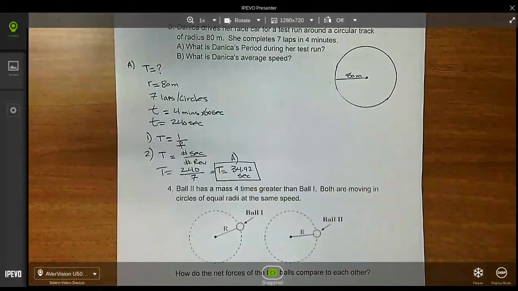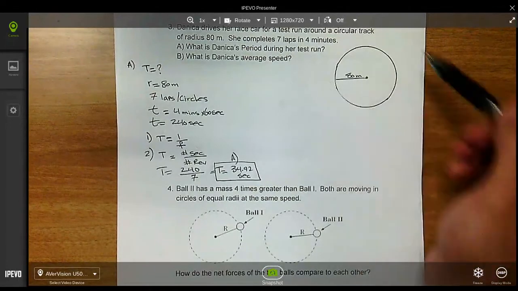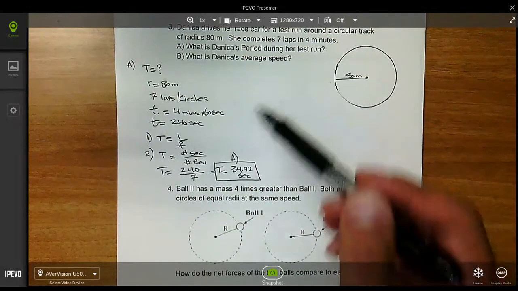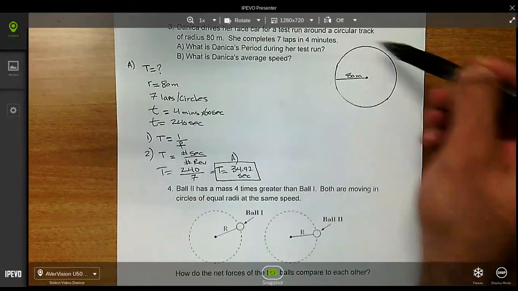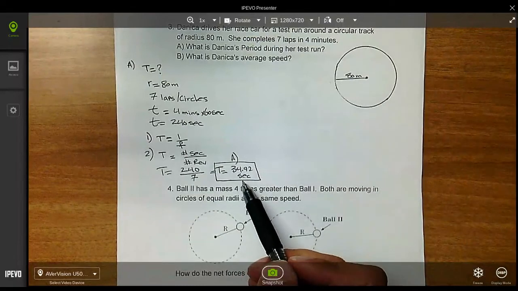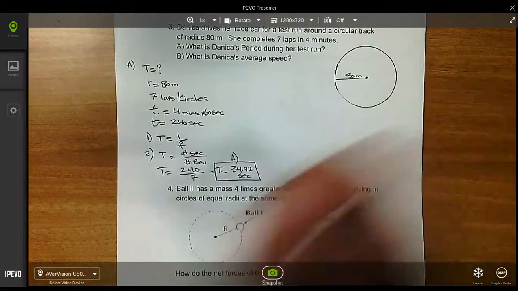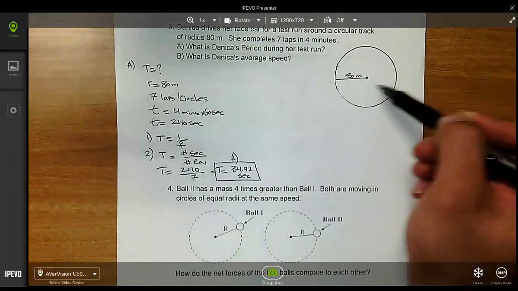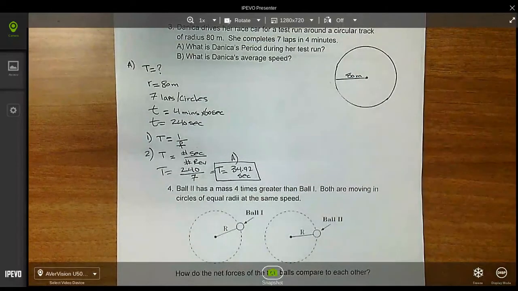What this means is that it took her 34.92 seconds, pretty much on average, to complete one full circle. It took her 240 seconds to complete 7 laps around this track, but her period is 34.92 seconds to complete one circle, or one revolution, or one lap around this track. So don't get time, lowercase t, and uppercase T as period confused. All right, so moving on.